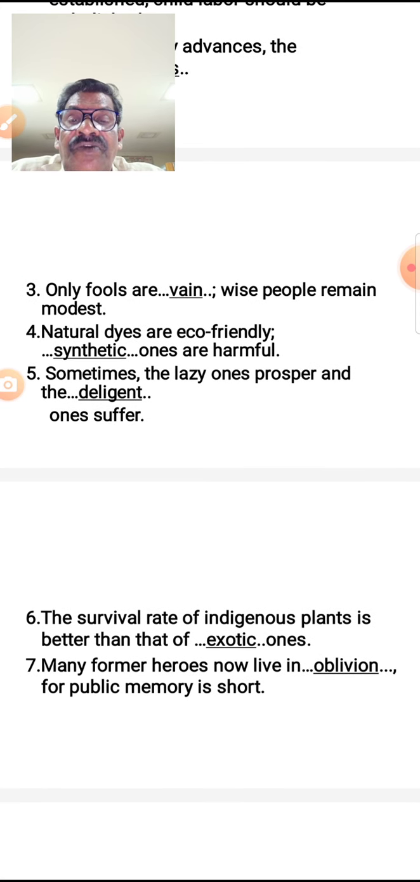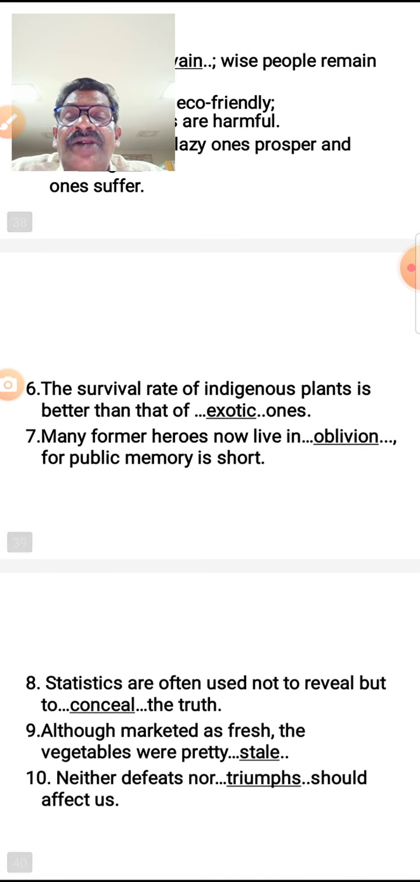Let us go for the fifth one. Sometimes the lazy ones prosper and the diligent ones suffer. Here, for lazy ones, the opposite antonym is diligent. Now let us come to the sixth one. The survival rate of indigenous plants is better than that of dash ones. Indigenous, the opposite word is exotic. Right.